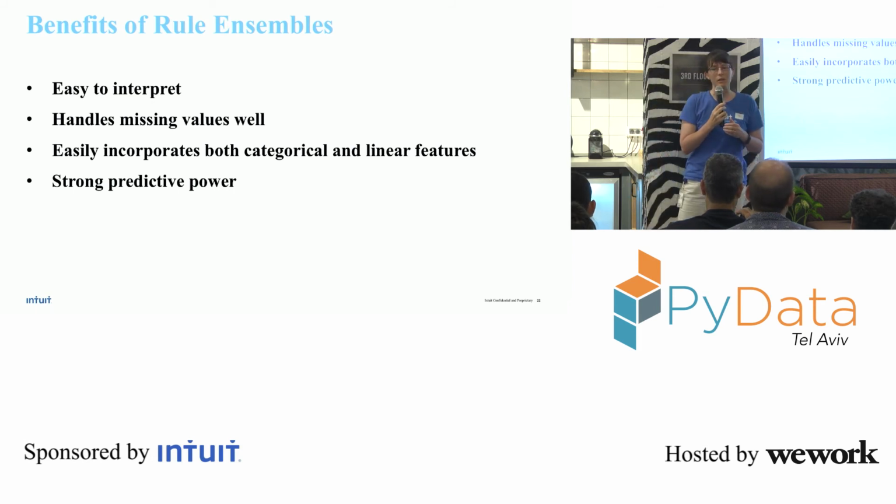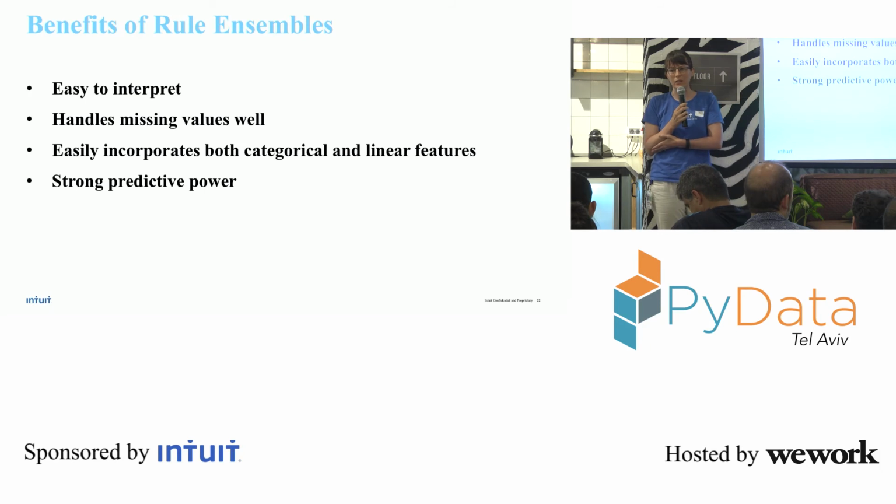And they also handle missing values very well. It's just an inherent part of a decision tree. One of your rules might be that the value is missing. And then it easily incorporates both categorical and linear features, as I mentioned. And it also has the strong predictive power of an ensemble method.